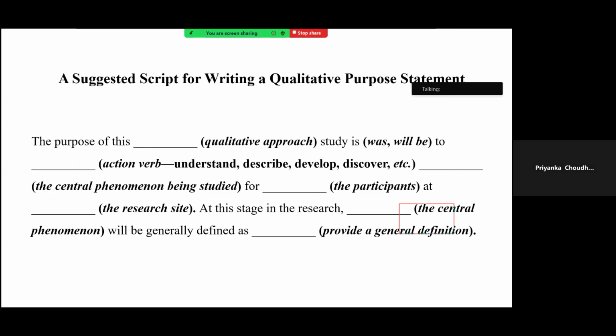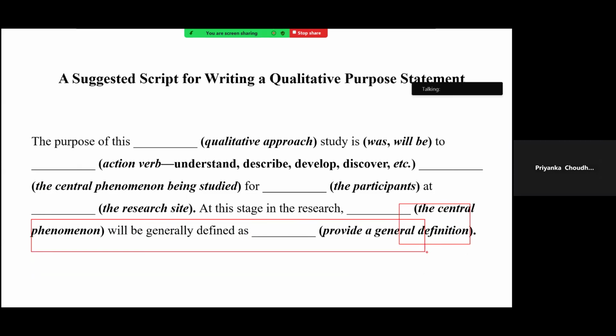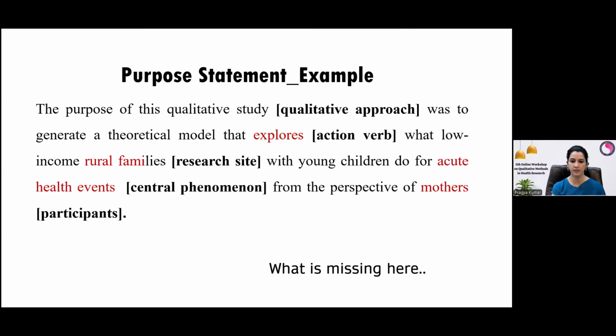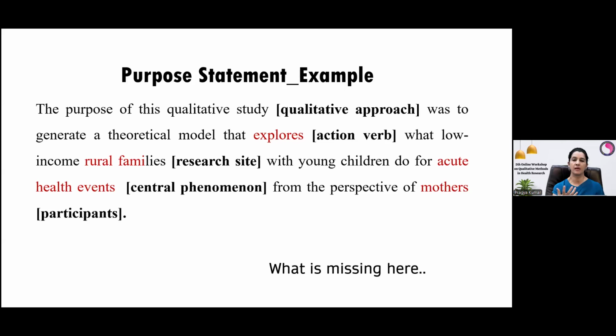You have the general definition of the central phenomena. So what is the central phenomena here? Acute health events. Yes. Basically, the outcome in that PICOT is the central phenomena. If you want a reference from quantitative, then basically the outcome is your central phenomena. So here it is the acute health event.